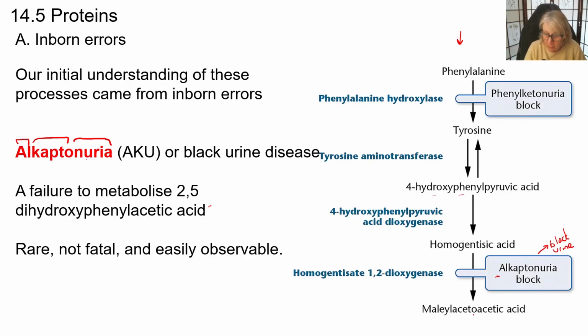If you do metabolize it, you continue on and you don't have black urine. This is an easily observable failure to metabolize something that is caused by a protein. This was one of the first ways we understood it.